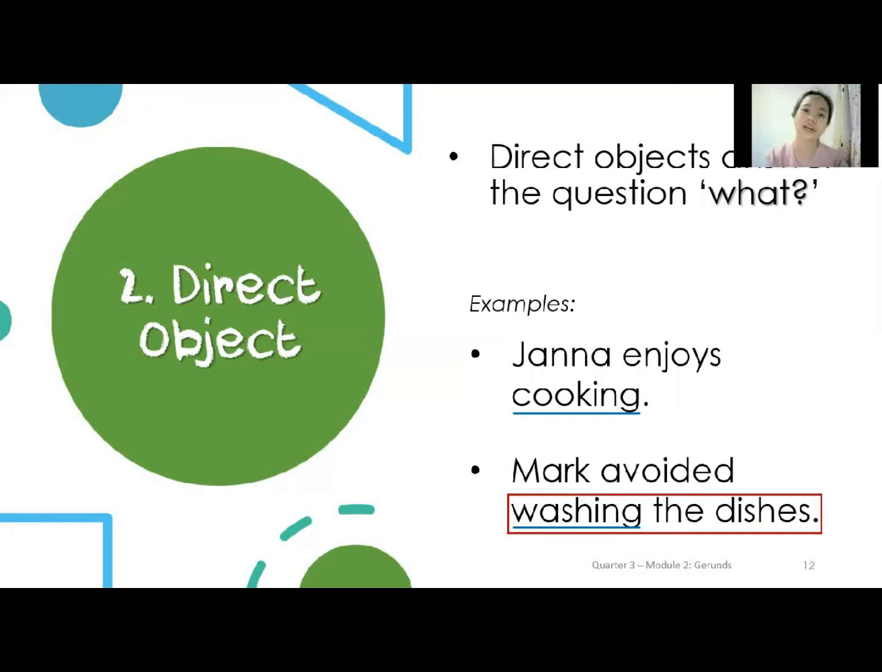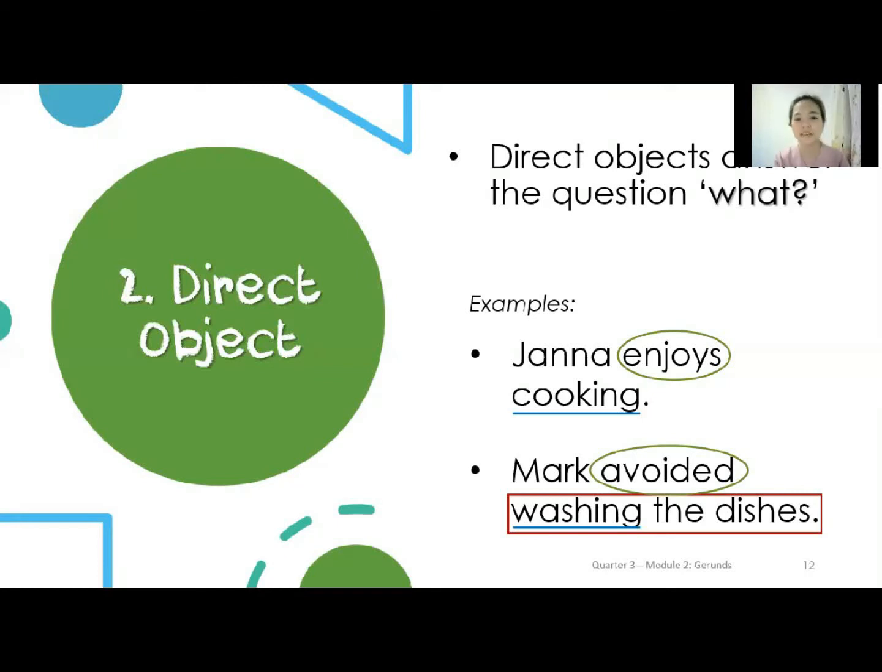So how are we going to differentiate direct object and subject as a function of the gerund? In direct object, our best cue or clue is that the gerund is always found right after verbs. In our two sentences, what are the verbs before the gerund? All right, the verbs are enjoys and avoided. Since enjoys and avoided function as verbs, the gerunds here, cooking and washing, are really examples of gerund as direct object. It answers the question what, but the best clue and how it differs from the subject is that in direct object, the gerund is found after a verb.